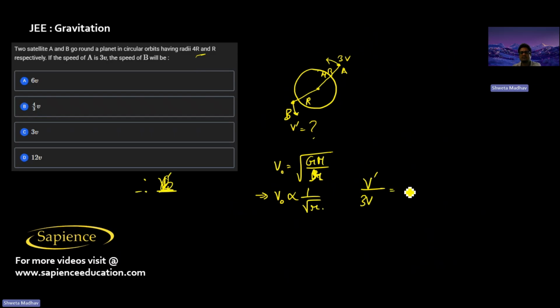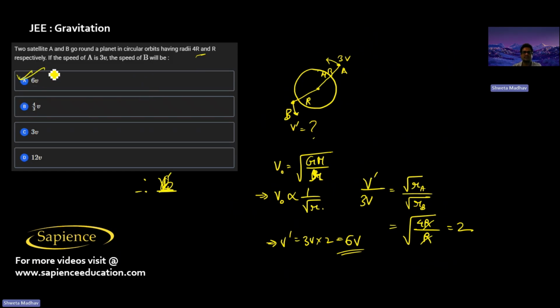will be equal to root over r_a by root over r_b, which is the square root of orbital radius of B by the square root of orbital radius of A, that is 4r over r. So this is root 4, that is equal to 2. So therefore v dash will be equal to 3v into 2, that is equal to 6v. So the speed of B will be 6v. So option A is the correct answer.